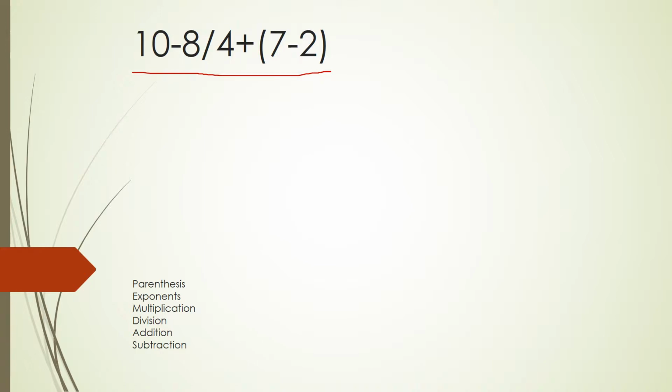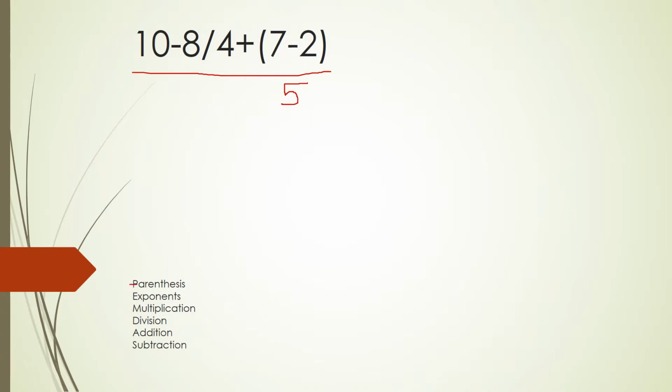Okay, now the very first thing that we need to do is look for parentheses. Do we have parentheses? Of course we do. 7 minus 2 is inside the brackets, so we need to make sure that we do what is inside the brackets first. Okay, now 7 minus 2 is 5, so we're going to write 5.